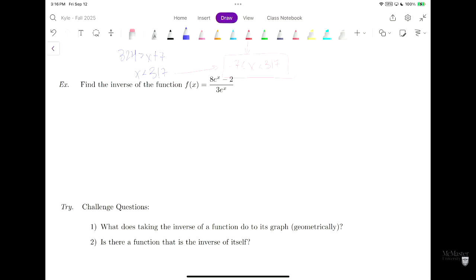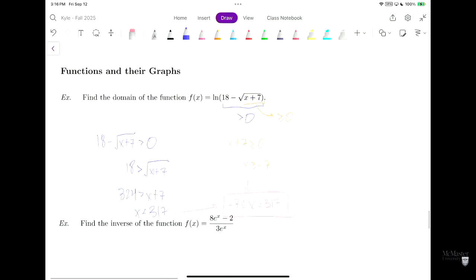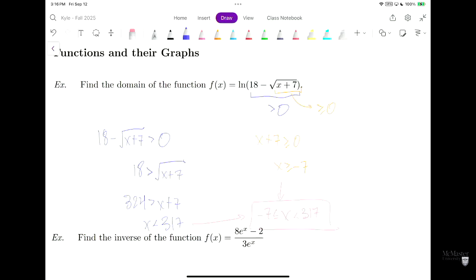Oh, yes, question. Okay, very good. Okay, so this is an important distinction. The question was, why did we put greater or equal to on the root side, but we only put strictly greater than for the logarithm? The reason is because you can take the square root of 0, but you can't take the logarithm of 0. So that's why the logarithm has to be a strict inequality. The square root doesn't have to be strict.